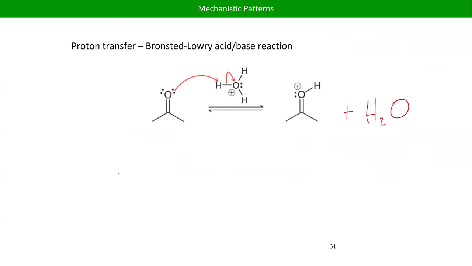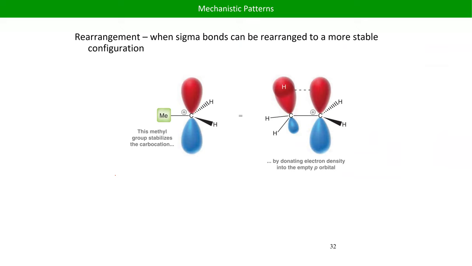We forgot one. We didn't do rearrangement yet. I said four. So basically, rearrangement is if you have an intermediate that can be made more stable by just shifting a bond over one spot. So for instance, if we have a carbocation, that's got an empty p orbital here, right? This carbon here can donate some electron density. This carbon-hydrogen bond can give some electron density over there to stabilize it a little bit, if it can shift the entire bond over and make it more stable.